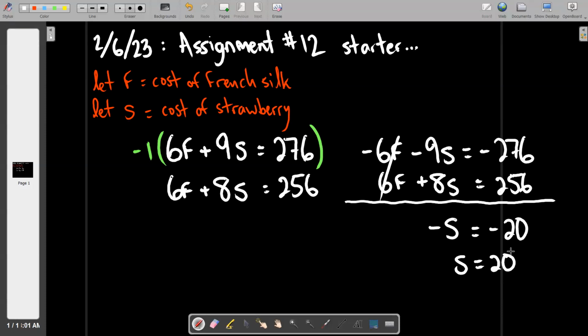And now that S is 20, we have to go and find F. Which equation would you like? Bottom is fine with me. And so I'm going to take and put my S into the bottom equation right there. And you could have picked the top equation, you know that. So if I do the bottom equation, it will say 6F plus what?